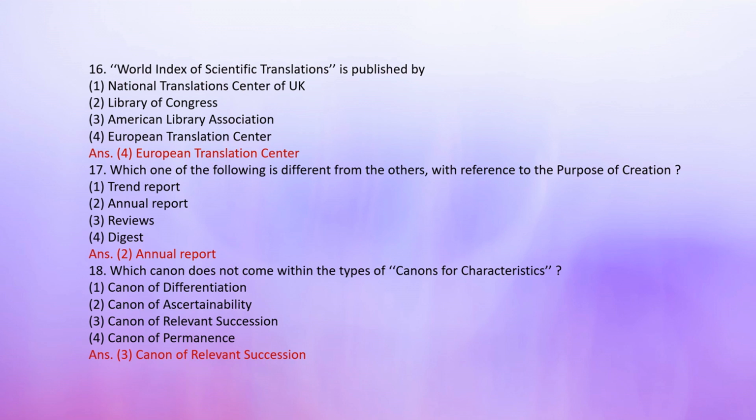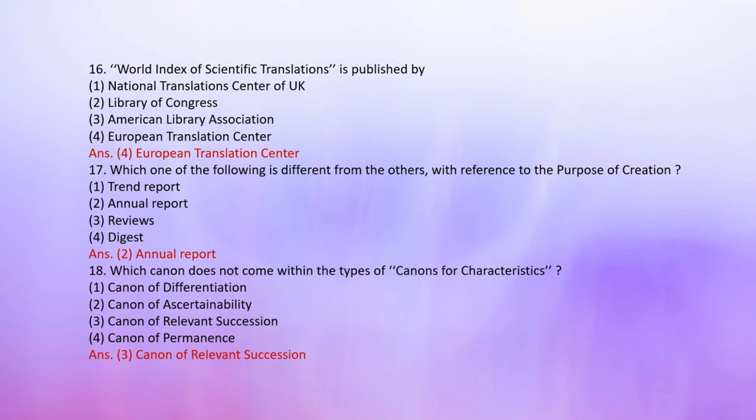Number 17. Which one of the following is different from the others with reference to the purpose of creation? Number 1. Trade report. Number 2. Annual report. Number 3. Reviews. And number 4. Digest. Correct answer is 2.